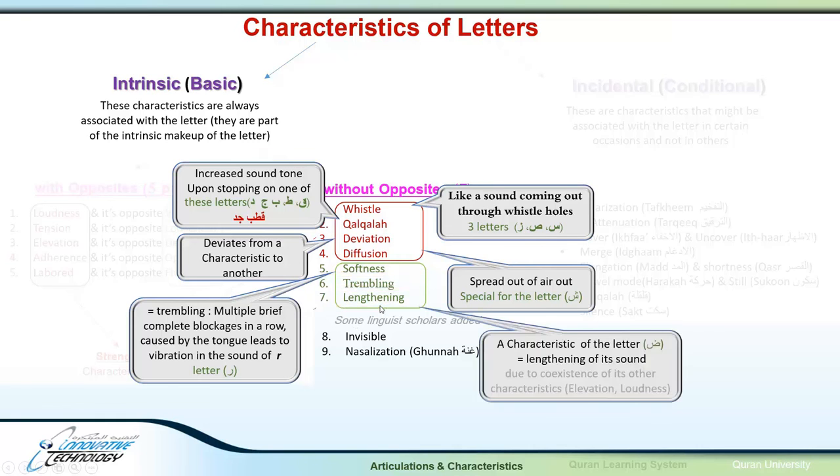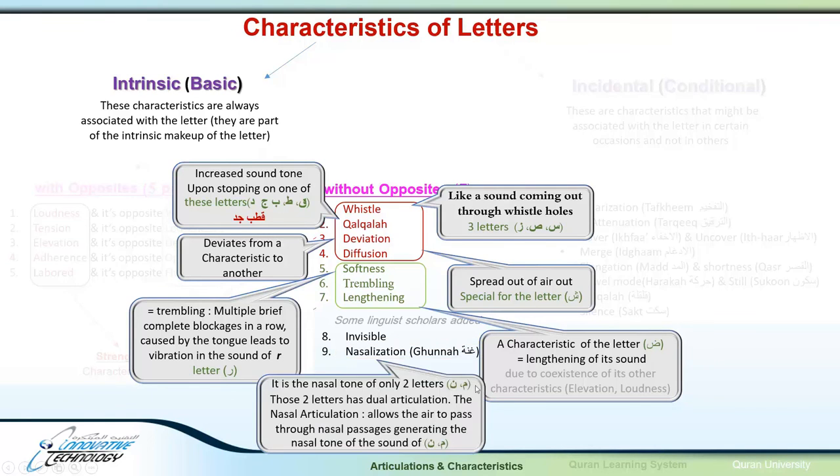Lengthening is a characteristic of the letter dad, and it's due to the coexistence of its other characteristics, elevation and loudness together. It's very unique for the dad. Now, nasalization or ghunna is a very important characteristic of both letters, the meem and the nun. Those two letters have, as we mentioned before, dual articulation. The nasal articulation allows the air to pass through the nasal passages, generating the nasal tone of the sound of the meem and nun.